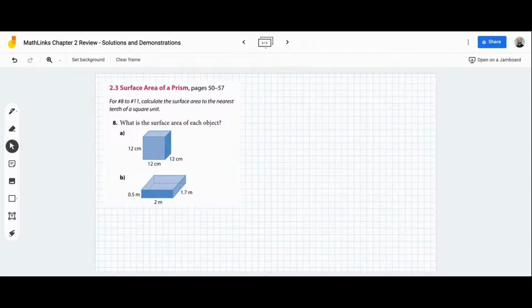We now come to the part of the review dealing with surface area. Finally, so we're at 2.3, and we've got two questions here, both dealing with rectangular prisms. Rectangular prisms, okay. In the first example, they ask us, what is the surface area of this object? Now, they've given us some nice numbers, and here is why these are nice.